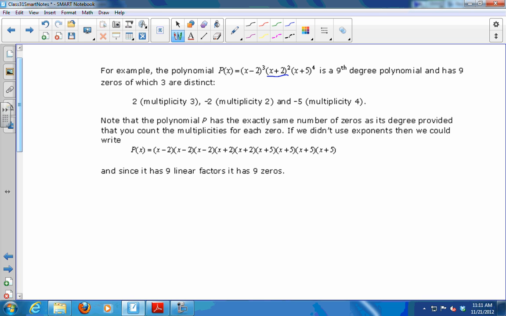So when I write p of x out in completely factored form, I do have 9 linear factors because it has 9 zeros. It's a little weird to say it has 9 zeros because it seems like, well, it's got 2, -2, and -5. Those are 3 distinct zeros, but some of them happen more than once. So we say it has 9 zeros.